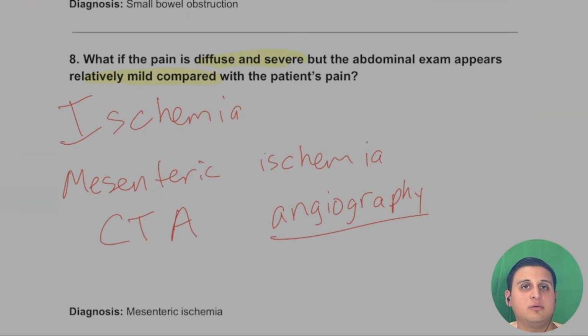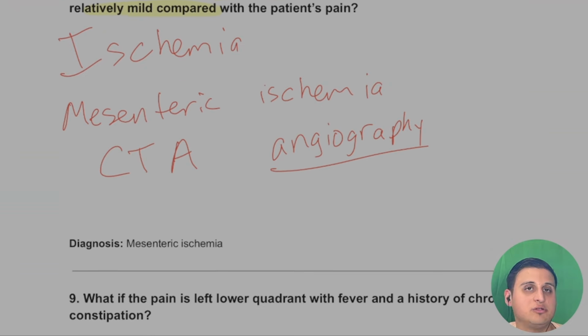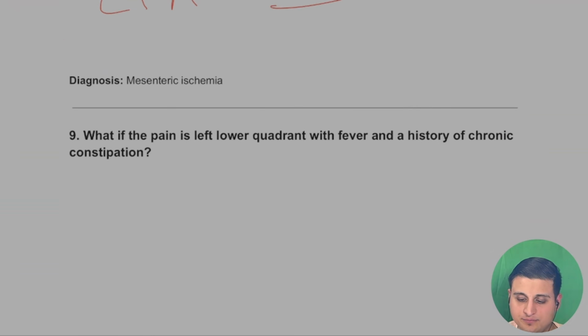But in this case, we're going to want to make sure we're trying to get this GI tract back up and running as fast as possible, right? Because we do not want this bowel to die and then have necrotic, infarcted bowel that we need to do a major surgery for. All right. And let's move on to this next one.